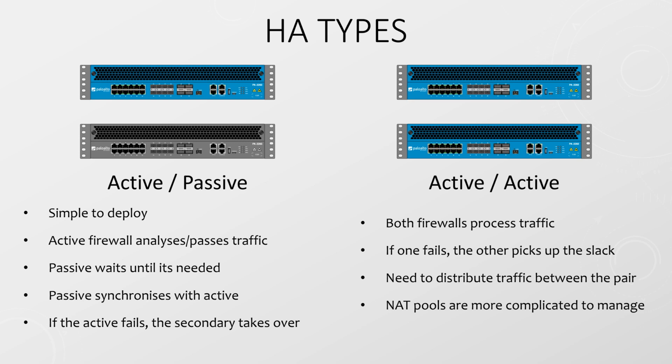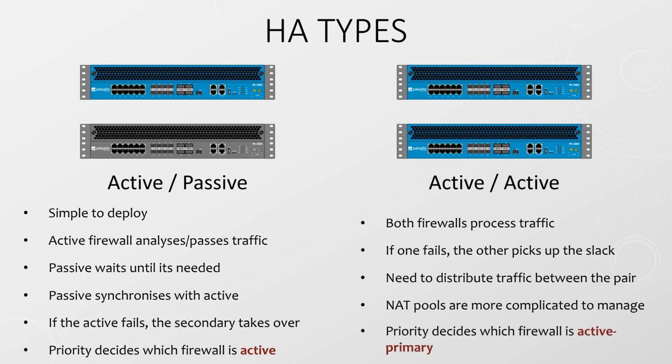In both HA models, each firewall has a priority. In active-passive, this priority decides which firewall is active. In active-active, the priority decides which firewall is the active primary firewall. Priority comes into play if preemption is enabled, which we'll see a little bit later. This is also important when a failed firewall has been repaired and added back into the pair.